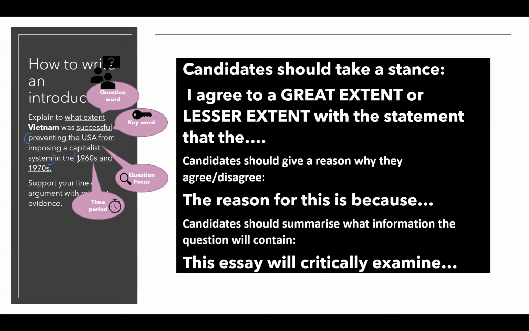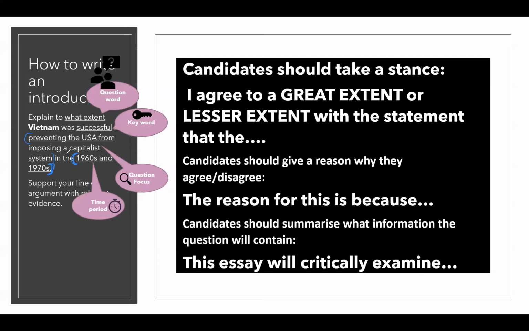Then you're going to see here that our time period is from the 1960s to the 1970s, meaning everything that happens before the 1960s, you leave it out. Anything that happens after the 1970s, you leave it out. So basically your time period is from 1960 to 1979. And that is the period of time you have to work with.